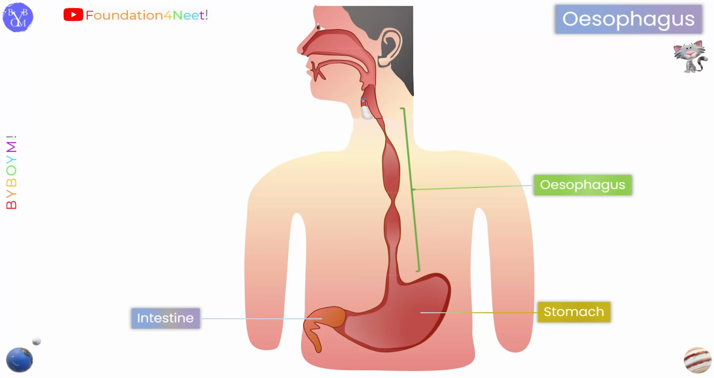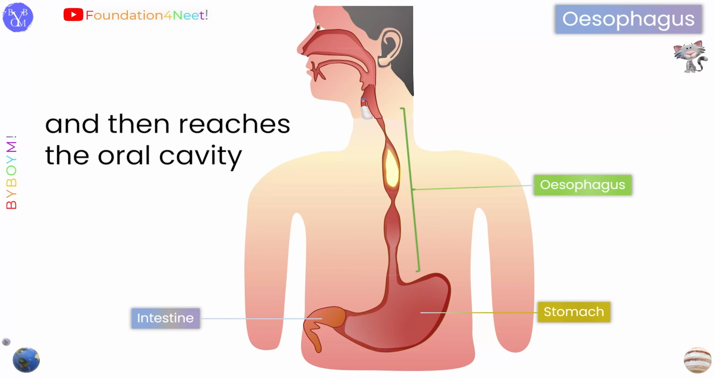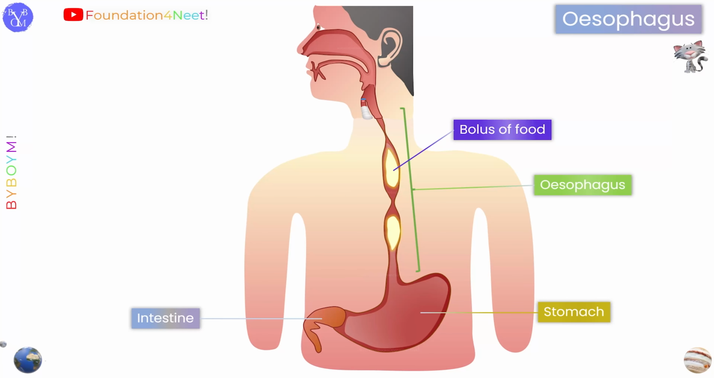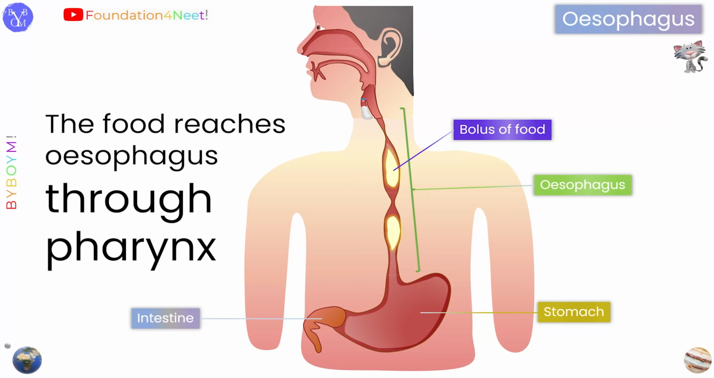We discussed in the last video that the journey of the food begins with the mouth and then it reaches the oral cavity. After oral cavity, the food reaches esophagus through pharynx. This happens after the food passes through the opening of the esophagus, which is known as the gullet. Pharynx is the common passageway of both food and air.